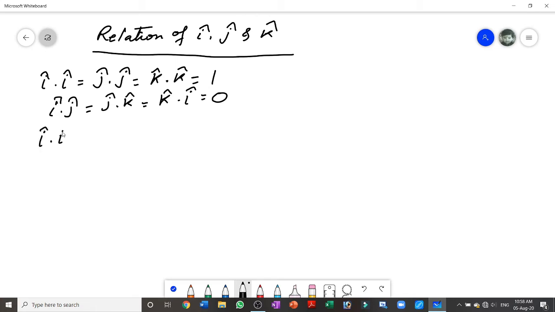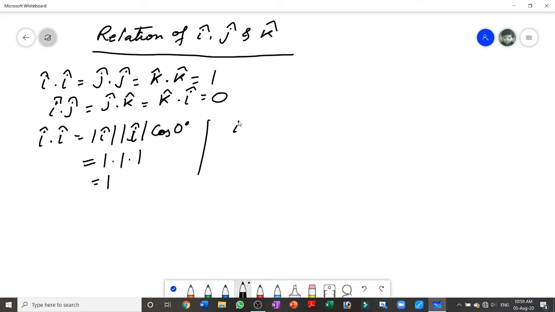i cap dot i cap is equals to mod i cap into mod i cap into cos of theta. Now what is the value of theta? Theta is 0 degree, because both i cap and i cap represent the positive x-axis direction, so it has angle of 0. Now for a unit vector, magnitude is 1, for this it is also 1, and cos 0 is also 1, so the value is 1.